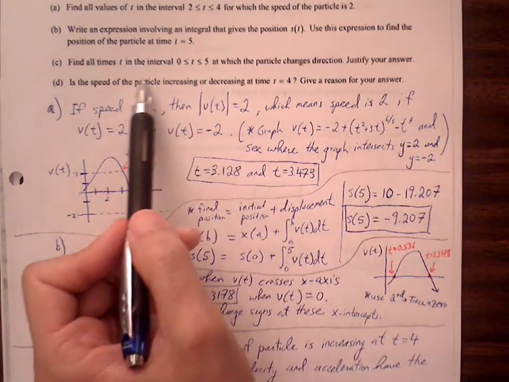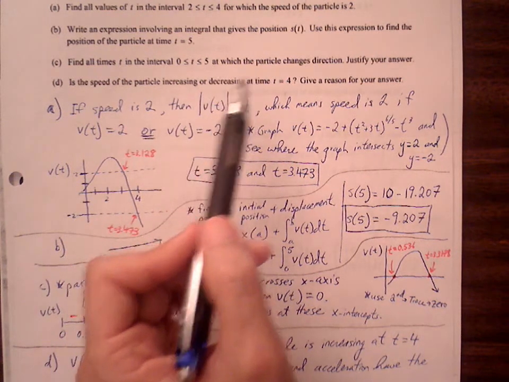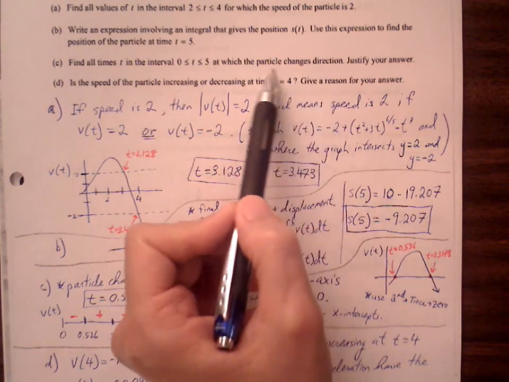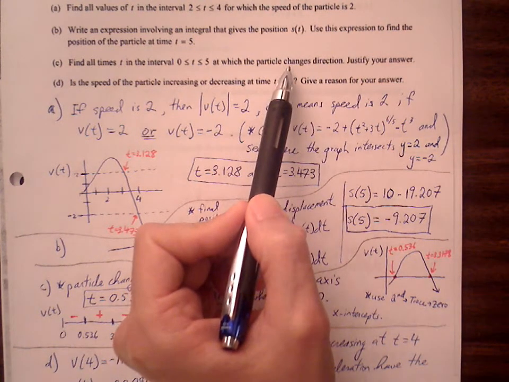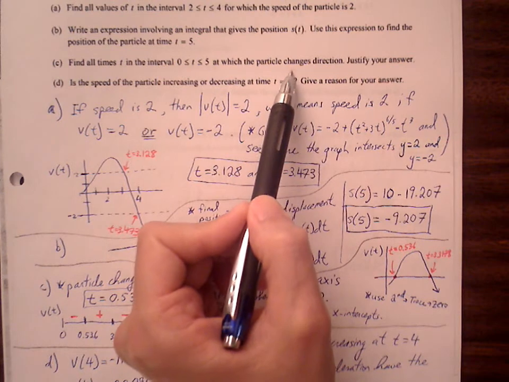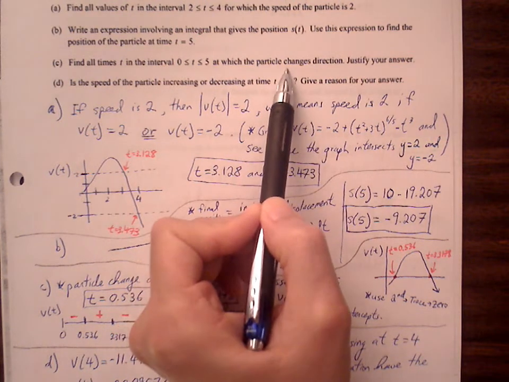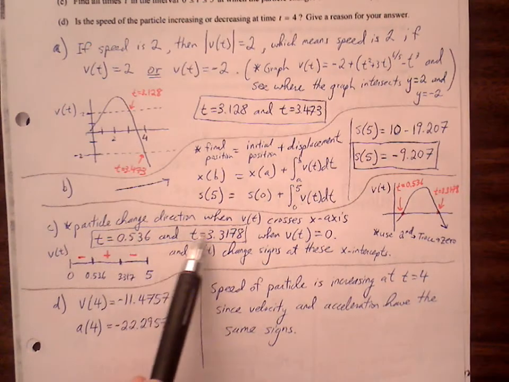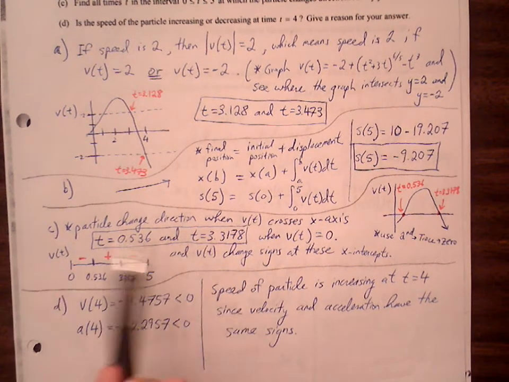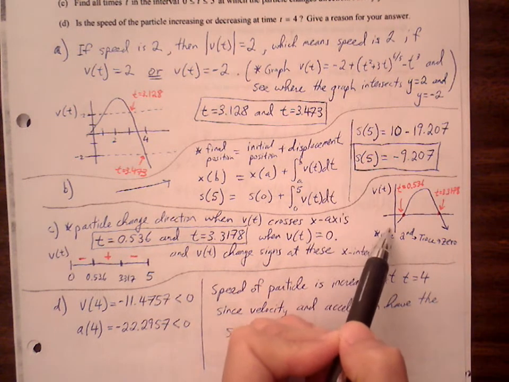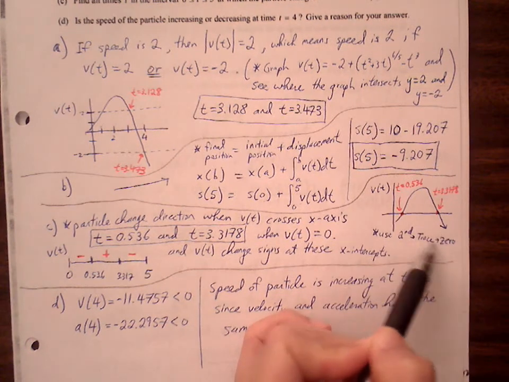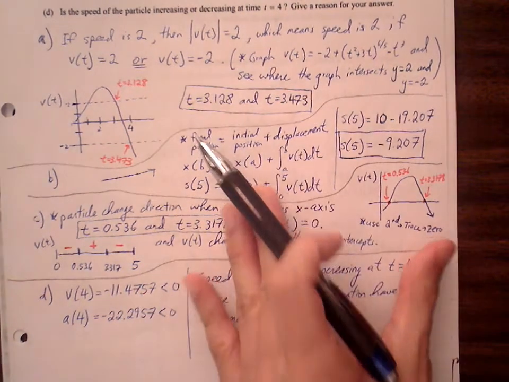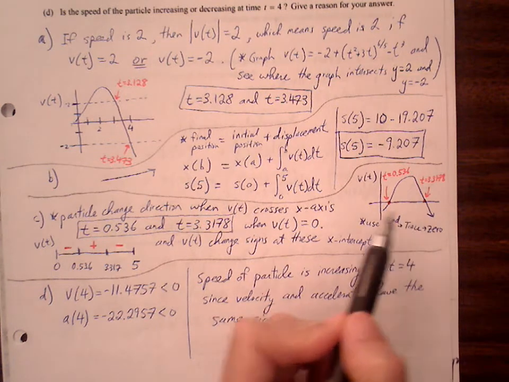Part C, find all the time t in the interval from 0 to 5 where the particle changes direction. Particle changes direction where the velocity changed from positive to negative or from negative to positive. So we're going to find our critical points first. We're going to take our velocity function and see where it changes direction. So we can graph our velocity function. After you graph it, you can use second trace zero to find the two x-intercepts. So the two x-intercepts will be at 0.536 and at 3.3178.